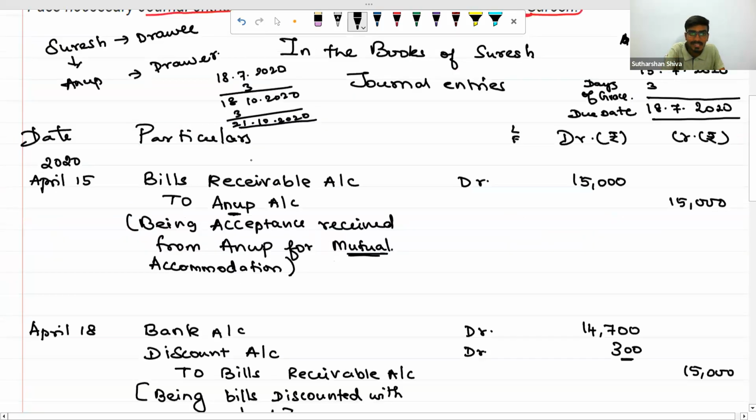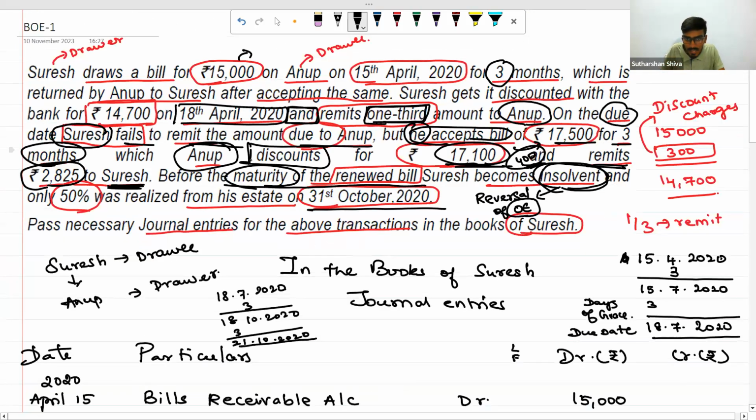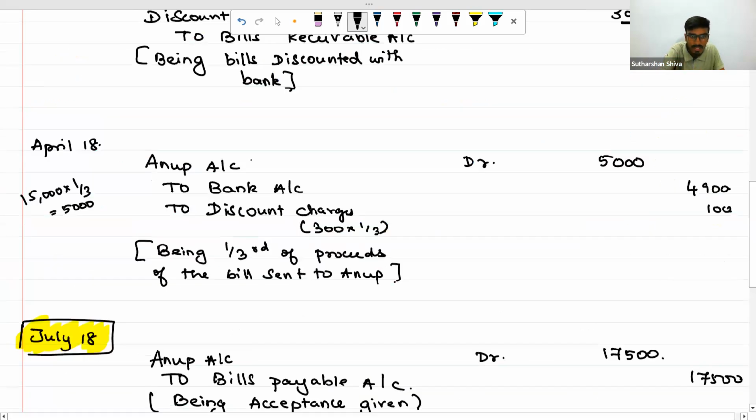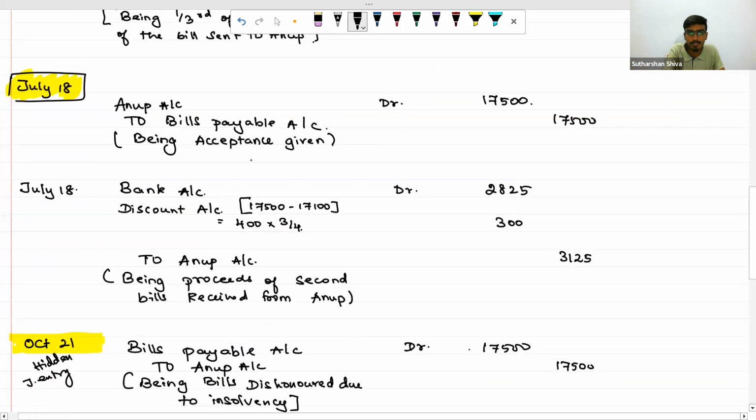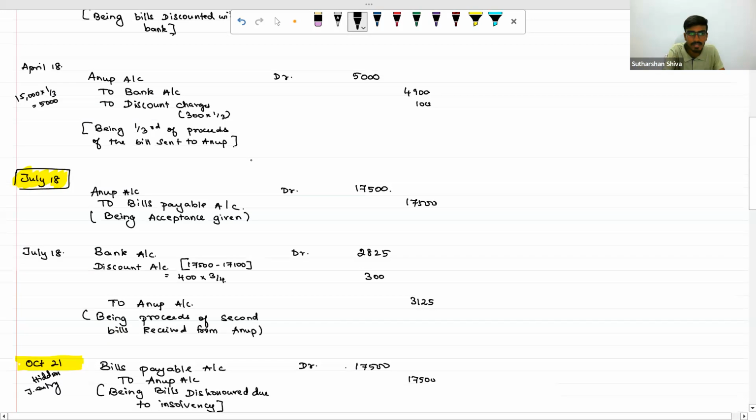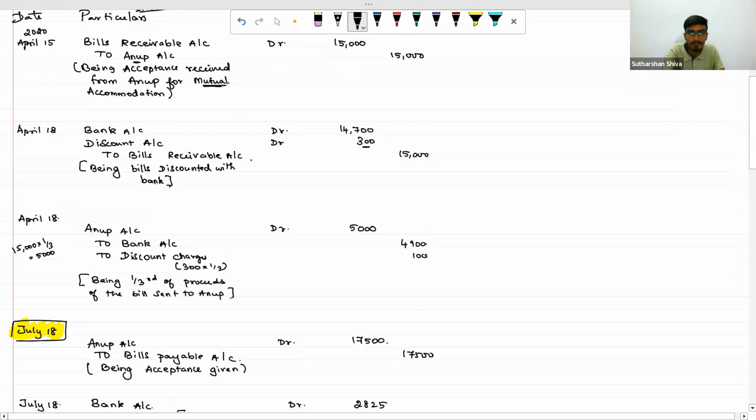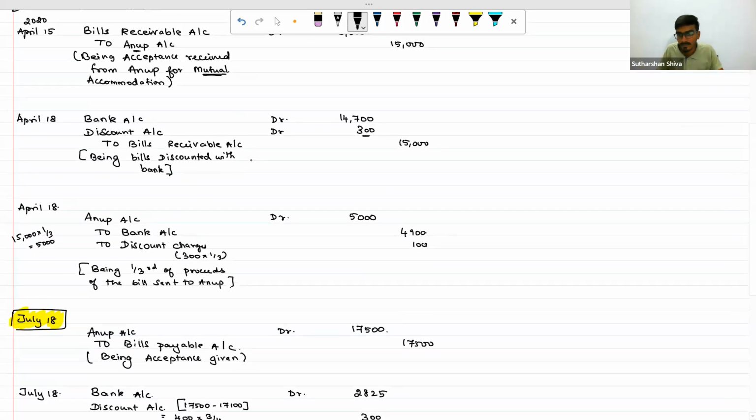What value is recovered from this estate on 31st October? Only 50% is realized. On what value is it 50%? That is silent. For that purpose only, we are going to calculate on October 31. This does not form part of your working note, that is not necessary, but we will do it to summarize easily. I will write it here.